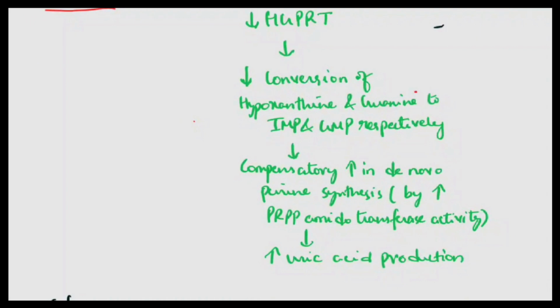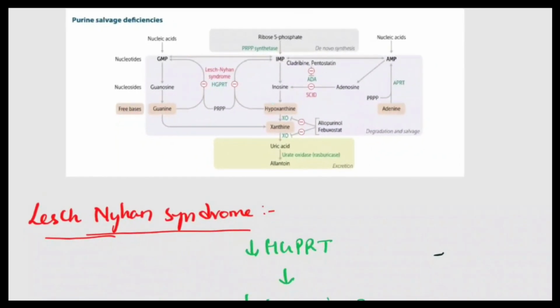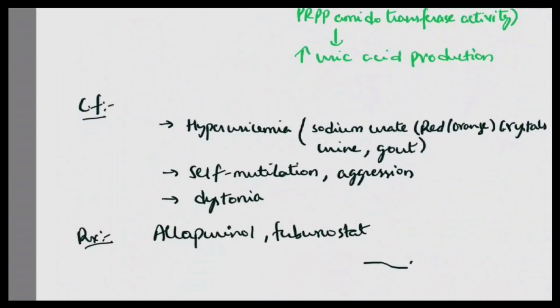PRPP aminotransferase is an enzyme in the de novo synthesis. The activity will get increased and there is increase in de novo purine synthesis. Because there is increase in de novo purine synthesis, there is increase in hypoxanthine formation, but the hypoxanthine cannot be converted back to IMP or GMP or AMP because of deficiency of HGPRT, right? So the hypoxanthine will be converted to xanthine and then into uric acid, which will be excreted. So indirectly there is increase in uric acid production, right? The uric acid levels in the body will increase, which will lead to the specific symptoms.